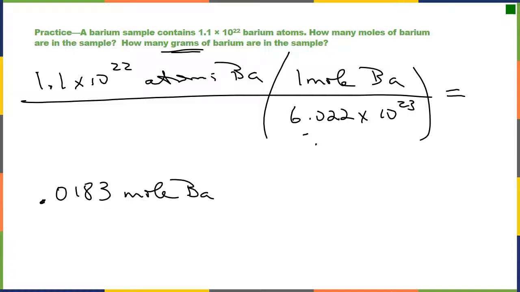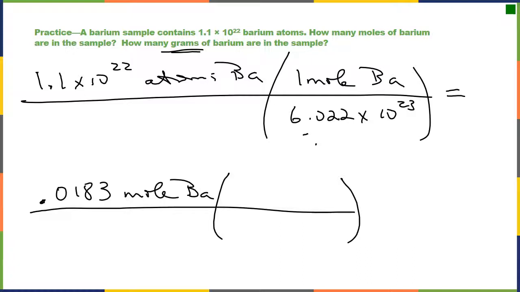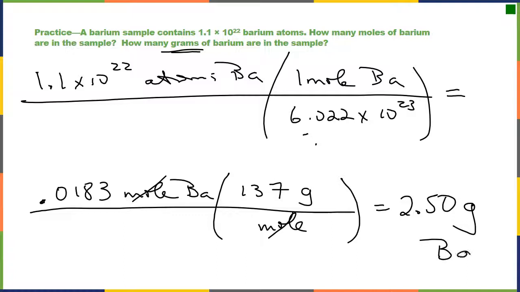Now we're looking for grams. In order to go to grams, we can't start directly in atoms. We have to go through moles. We can go to the periodic table and look up the molar mass of barium. We know to go from moles into grams, we have to multiply by the molar mass. The molar mass of barium is 137 grams per mole. Our moles cancel, and that is going to give us a total of 2.50 grams of barium atoms.